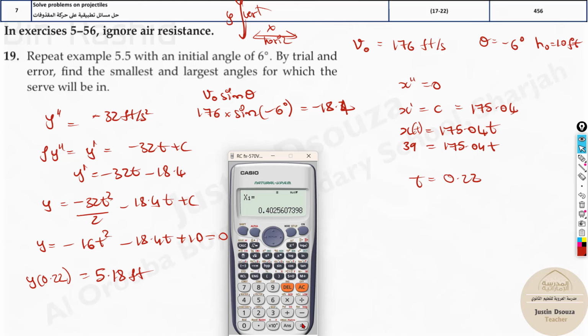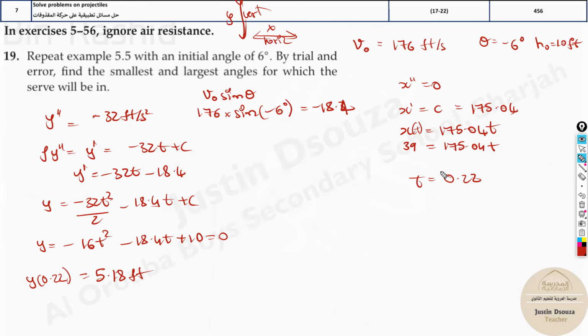It's 0.4 and a negative value. So we'll just take the positive value of time. We will just take t as 0.4 and substitute it in this equation here. So 175.04 times 0.4. Whatever the value, if it is exceeding 60, the serve won't be in, it will be outside. If it is less than 60, it will be inside.